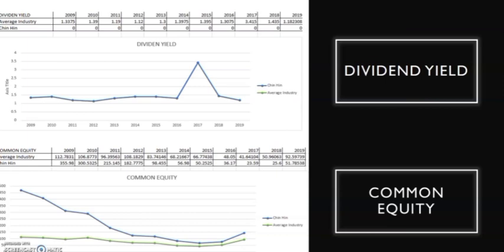So next is common equity, where a sharp decline occurred in Jihin, while the average industry moved at a more flat percentage. Although Jihin's common share is high compared to the average industry, Jihin is still able to continue to protect its profit through the value of their own shareholders.